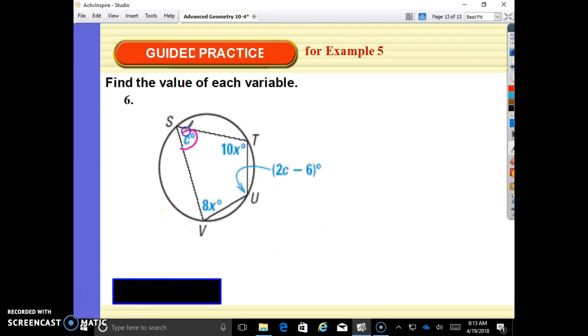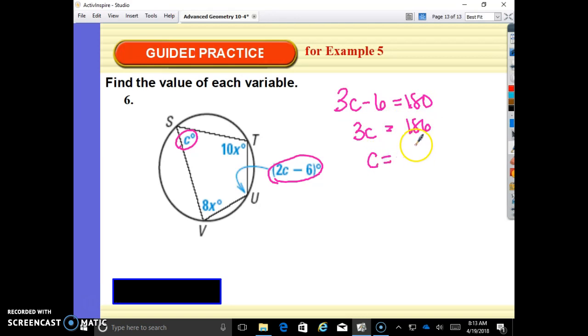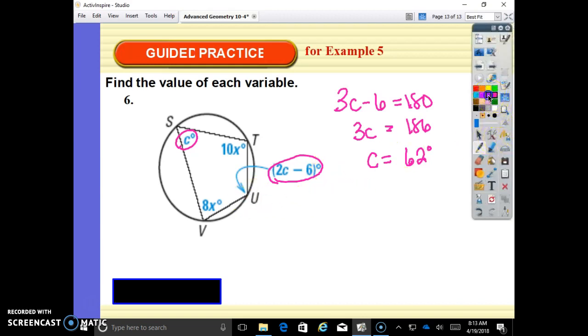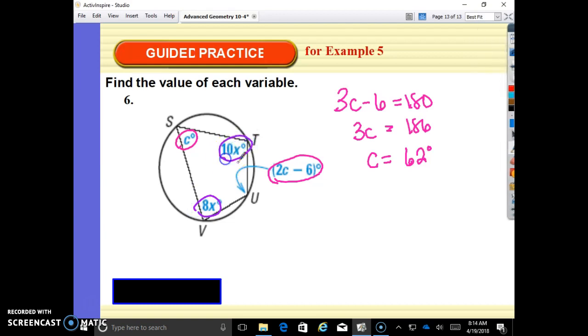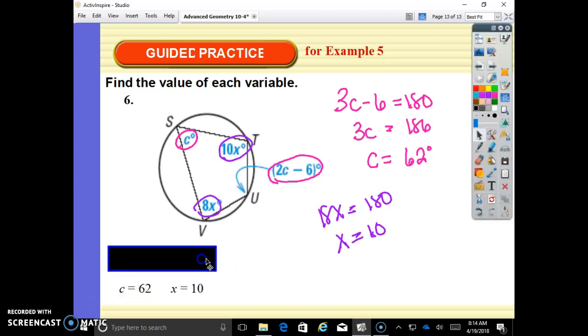All right, so let's check this out. So C and 2C minus 6 are opposite each other, so those are going to be supplementary. C plus 2C is 3C minus 6 has to equal 180. 186, because we add 6 to both sides, equals 3C. Divide by 3 on both sides, and 3 goes into 18 6 times, 3 goes into 6 twice, 62. C is 62 degrees. All right, so we found what C is. What about X? X is going to be 8X plus 10X, or 18X equals 180. Divide by 18 on both sides, and X is 10. So C is 62, X is 10.